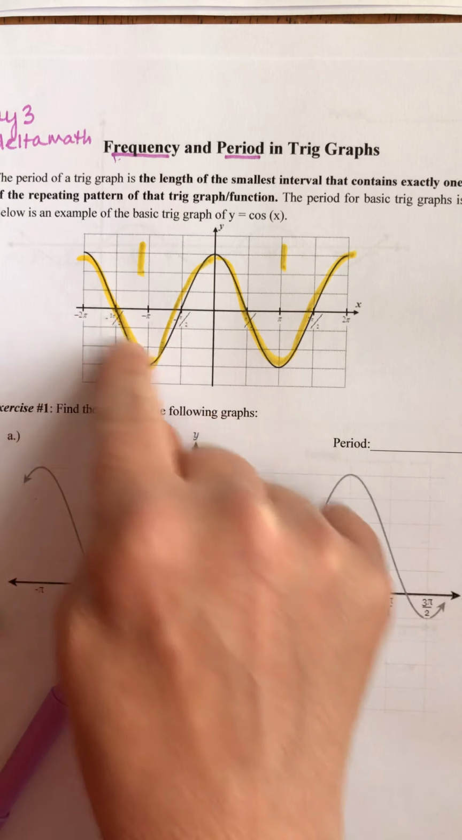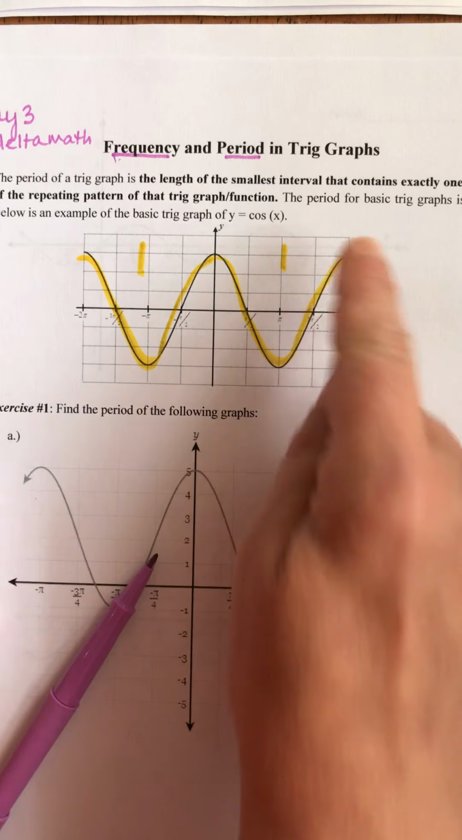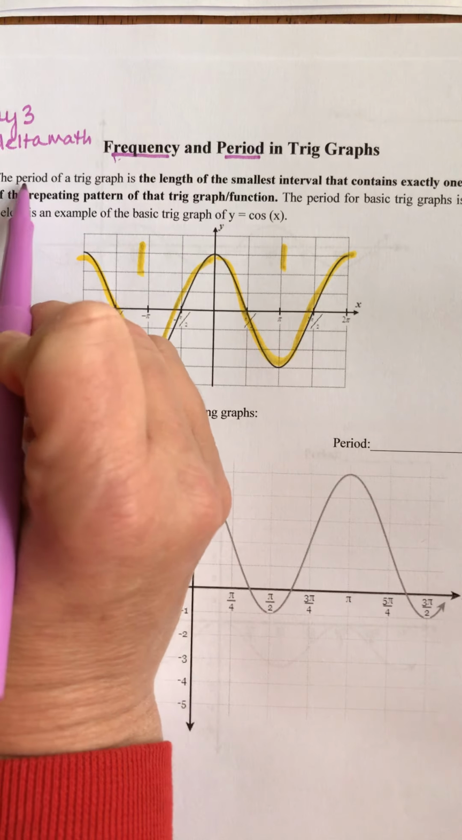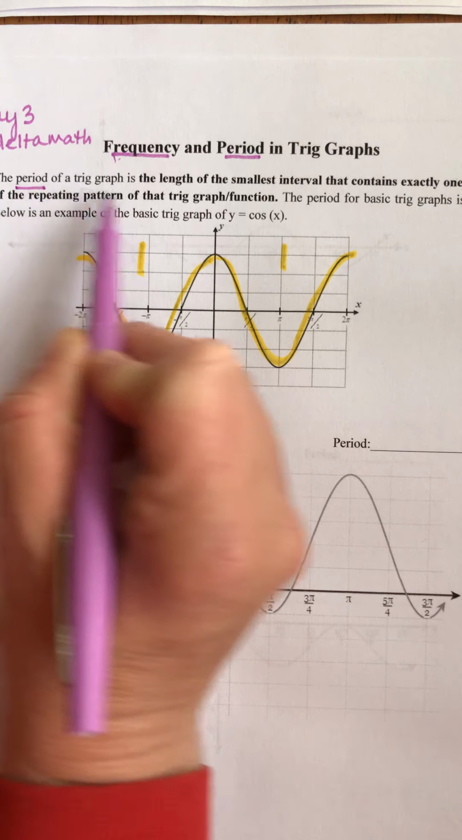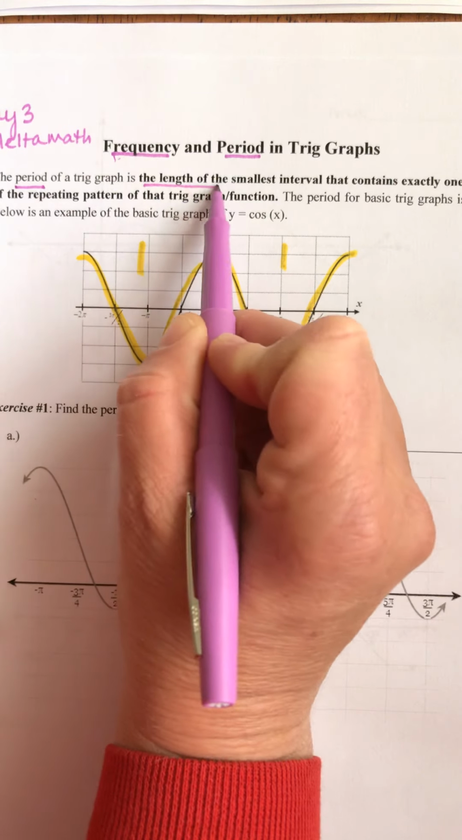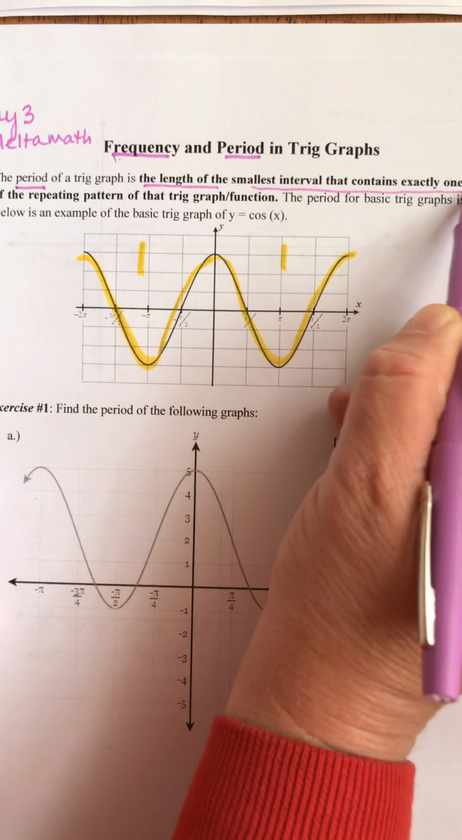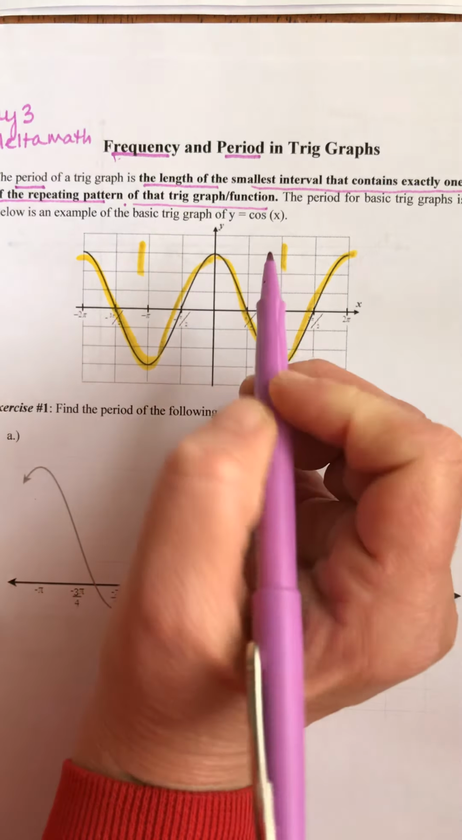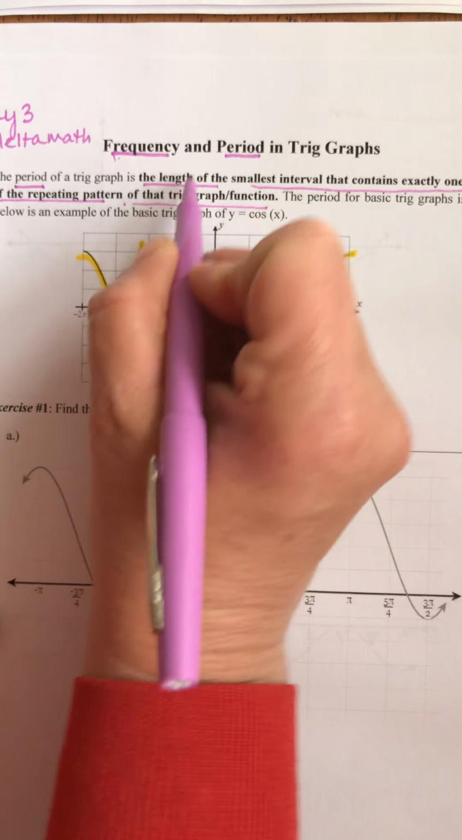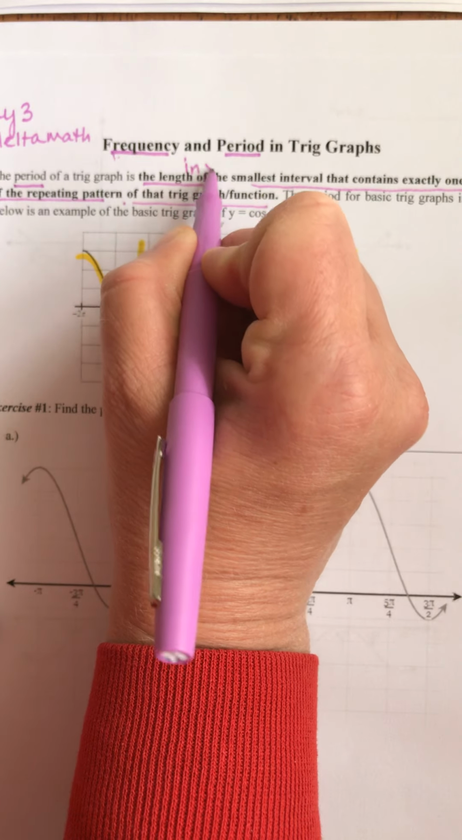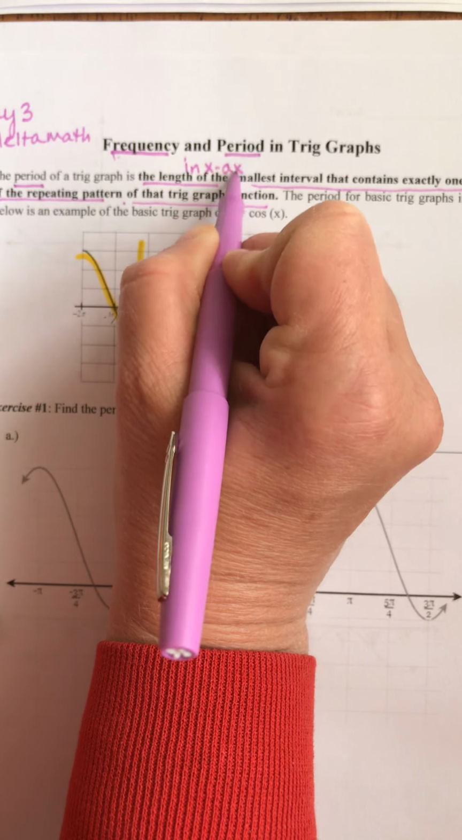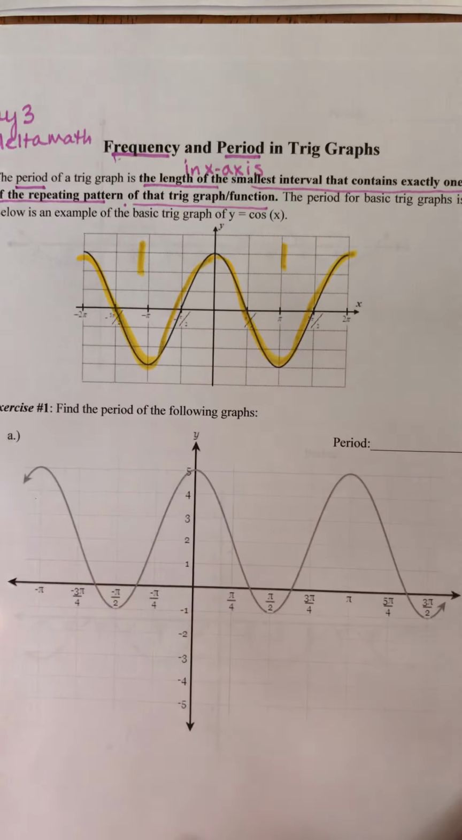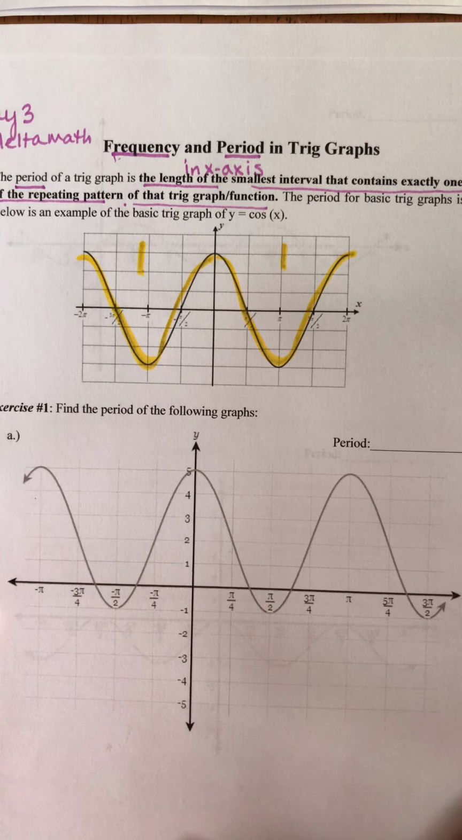Okay, so in this first example, starting here to here, that's one complete cycle of the graph, right? And then going from here to here is another complete cycle of the graph. So it just repeats itself. And you can see like, bloop, that's one, and bloop, that's another, okay? So the period of a trig graph is the length of the smallest interval that contains exactly one copy of the repeating pattern of that trig graph or function. And it's the length in the x-axis, okay? So how long in the x-axis does it take to complete one of these complete cycles?